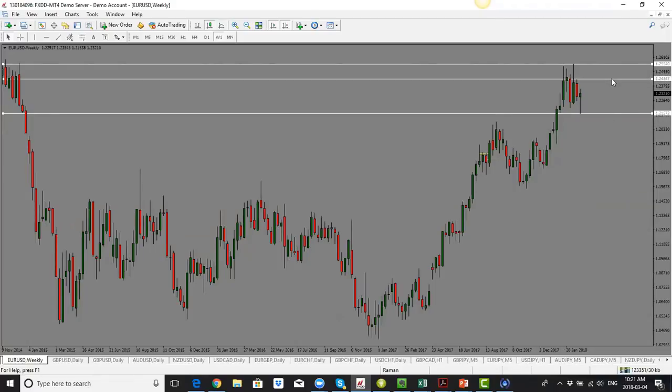Now, we could get one of these things where price goes up, but because of the lack of momentum, we could see price come back again. But overall, I'm looking for chop in Euro US dollar. There's no clear direction, so I'm just going to trade this as a range bound move.